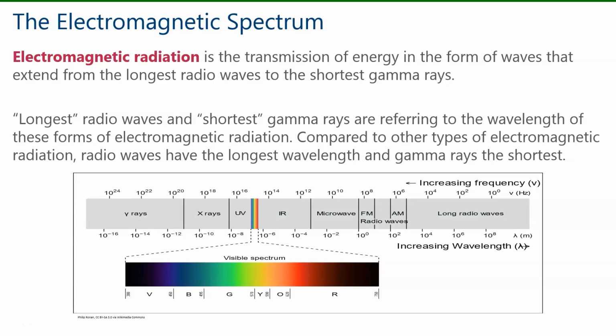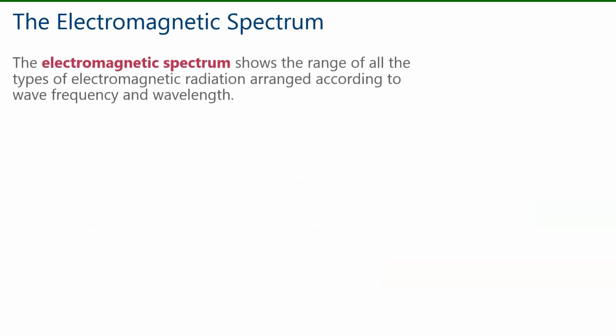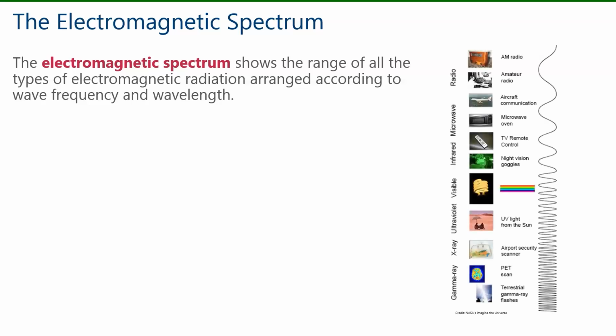Also notable on the electromagnetic spectrum is the visible light spectrum, and you'll see that that falls between ultraviolet light and infrared. The electromagnetic spectrum shows the range of all the types of electromagnetic radiation, arranged according to wave frequency and wavelength. This diagram shows an example. Again, we see on one end of the spectrum where we have the longer wavelength are radio waves. The examples they use in this diagram are AM radio and amateur radio. And on the other end of the spectrum, with the shorter wavelength, are gamma rays.